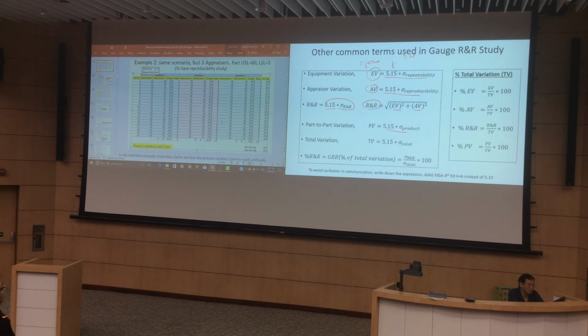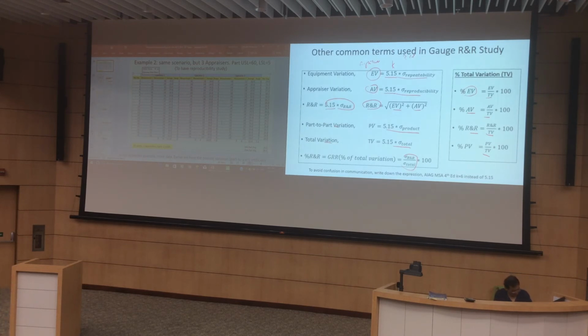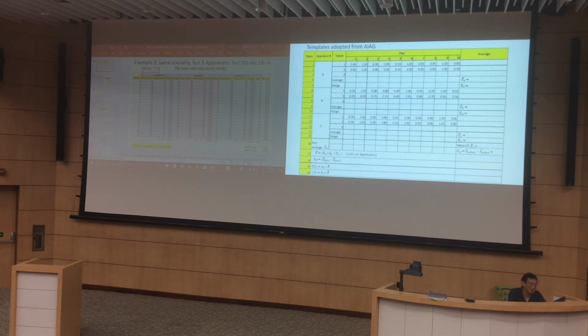So part to part, you know what it is. Total, you know what it is. They give all these equations for the total variation and the part to part variation. And then they give another set: percentage EV, this equation, AV, this equation, GRR, this equation. If you know what we covered in the earlier template, you know the steps and you can do it. They just want to come up with this, and subsequently they come up with this table template, right?